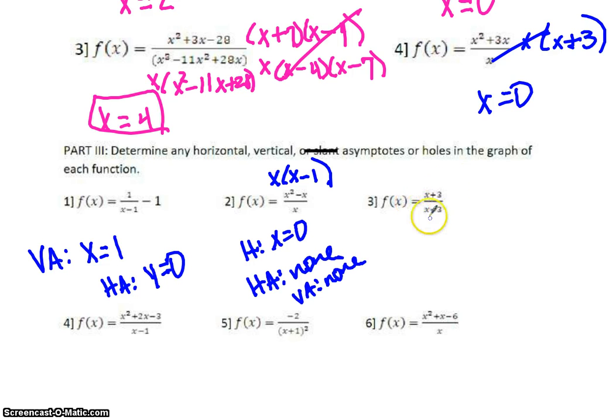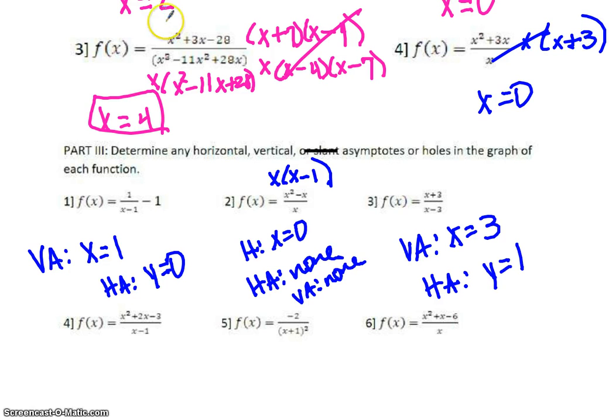Number 3, we have x plus 3 over x minus 3. There is no hole because nothing's going to cancel. You have a vertical asymptote at x is equal to 3. You have a horizontal asymptote. Your degree is the same, so you use your leading coefficient. Y is equal to 1 over 1, which is 1.